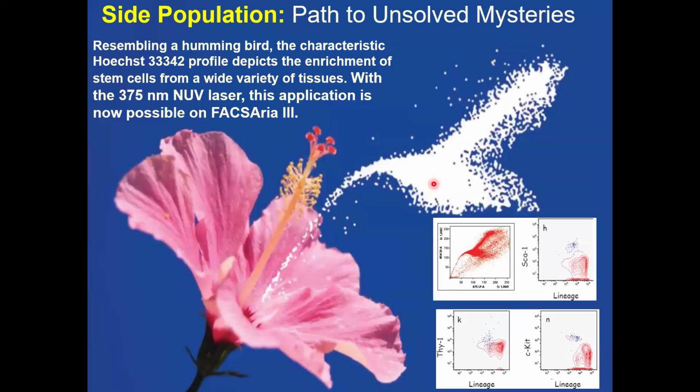This is what we call the bird-like structure. Using the forward and side scatter, and the Hoechst dye, there is this bird-like structure, the hummingbird pattern as we call it. It shows you that there is stem cell formation happening, for example if you take out stem cells from the bone marrow and stain them with Hoechst dye, you will see this kind of pattern.